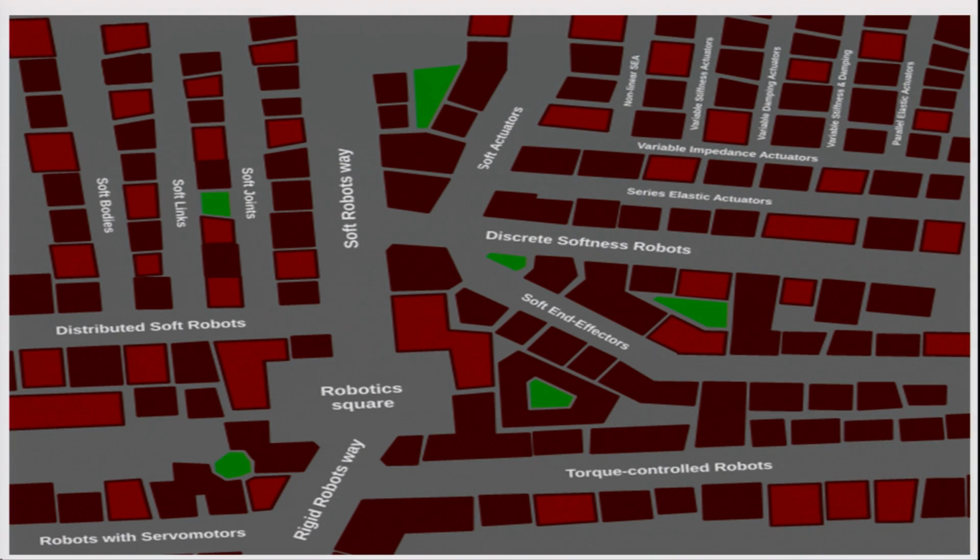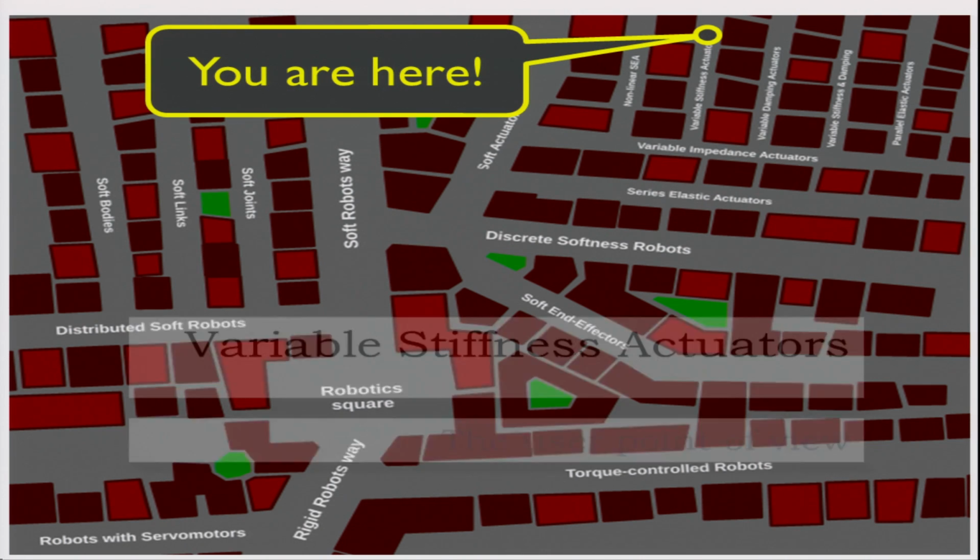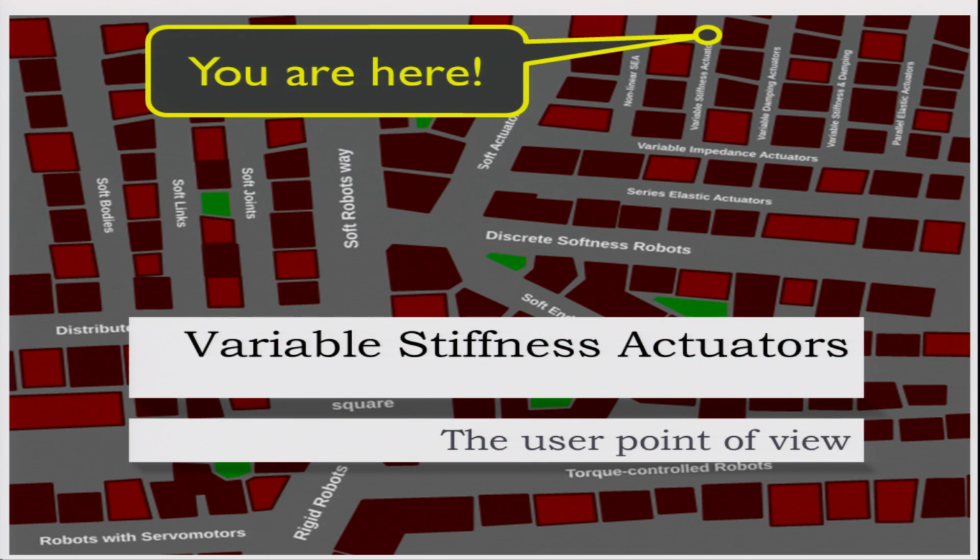So we have this roadmap of how soft and rigid robotics work, and if you're a little bit lost, you are here. To avoid being lost, which is what happened to us when we were developing the technology some years ago, what we did is, okay, let's look at this from another point of view. Let's try to use the user point of view and sort out what these systems are. And that's what we are going to do now.